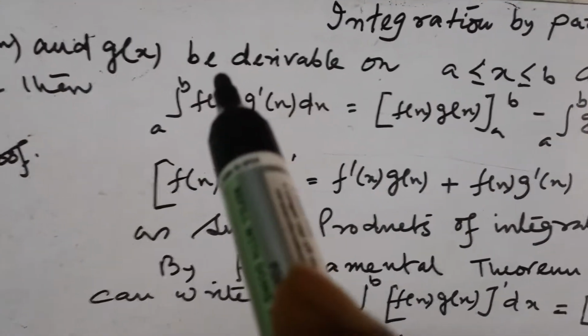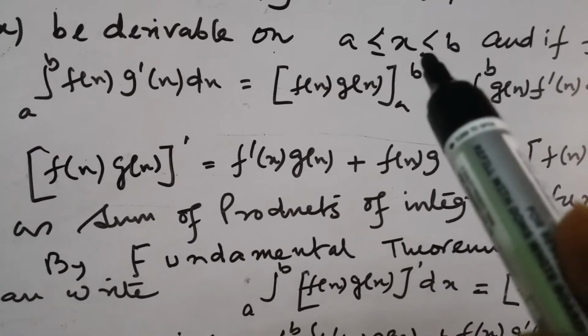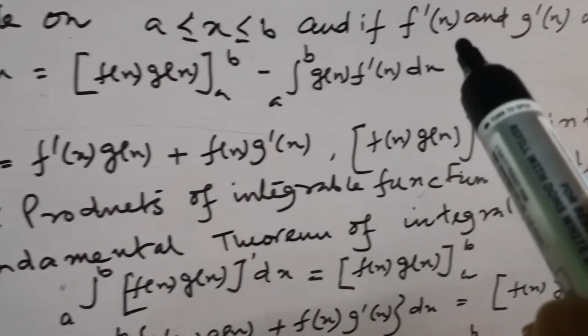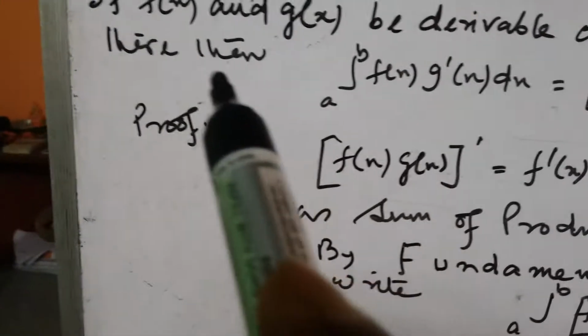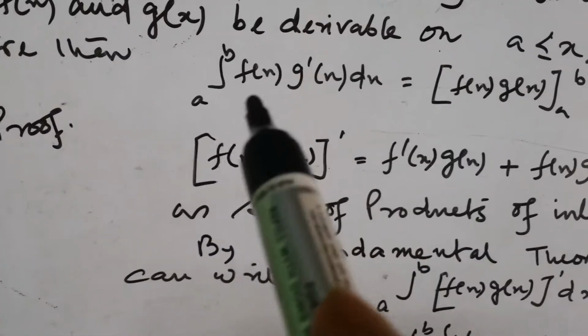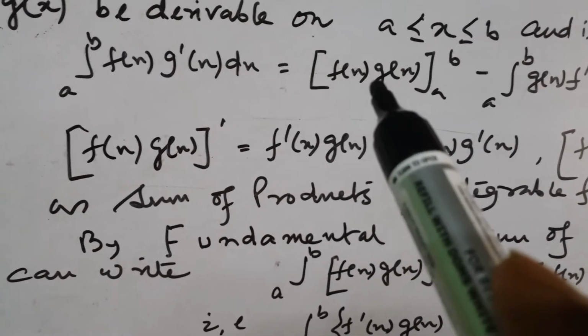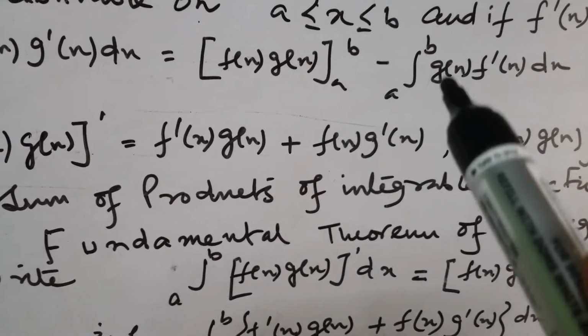If f(x) and g(x) are derivable on a ≤ x ≤ b, and if f'(x) and g'(x) are integrable, then the integral from a to b of f(x) g'(x) dx is equal to [f(x) g(x)] from a to b minus the integral from a to b of g(x) f'(x) dx.